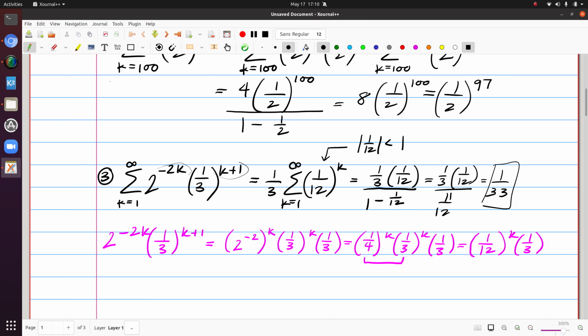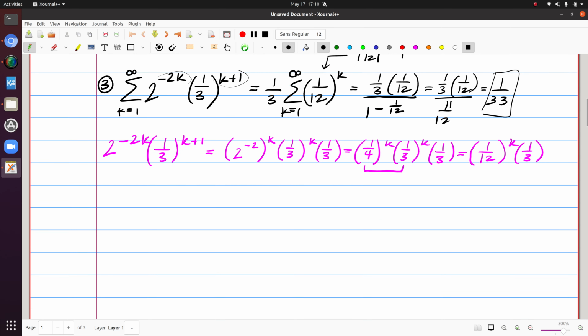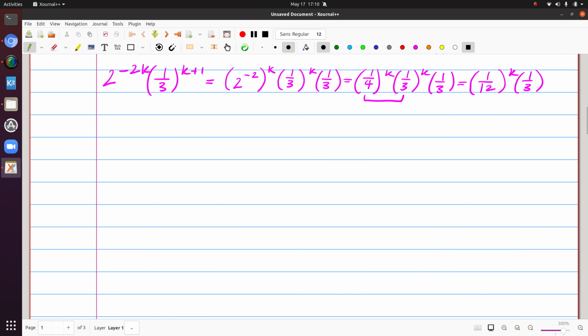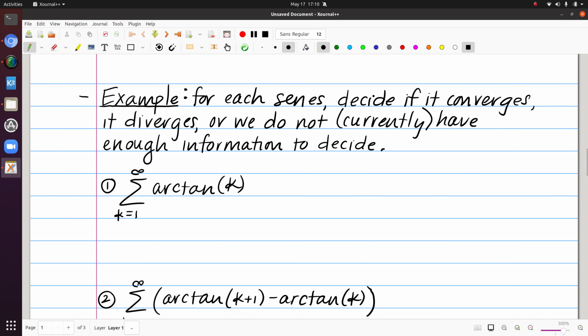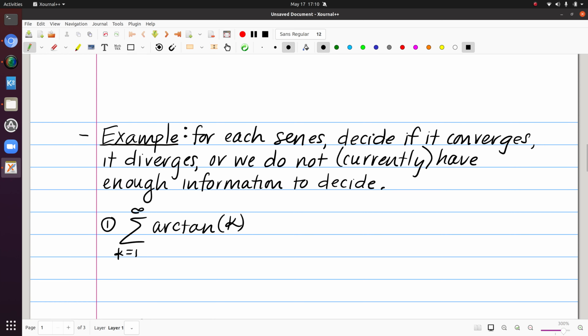So that's how we can take advantage of these formulas and use those to evaluate sums once we know that they converge. The other thing I want to look at now is trying to take what we've now learned and put it together with previous lessons. So each time we introduce a new test or a new thing related to series, it's going to be really helpful to try to fold that into what we already know. So here the instructions are: for each series, decide if it converges, if it diverges, or if we currently don't have enough information to decide.